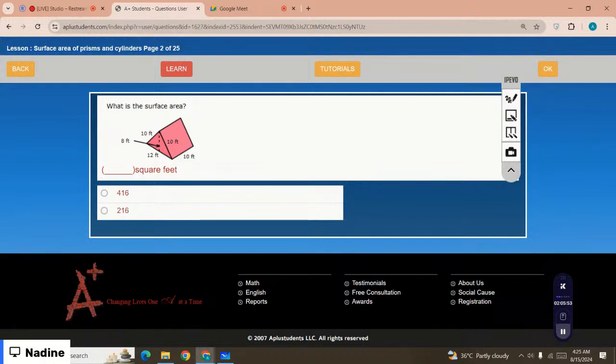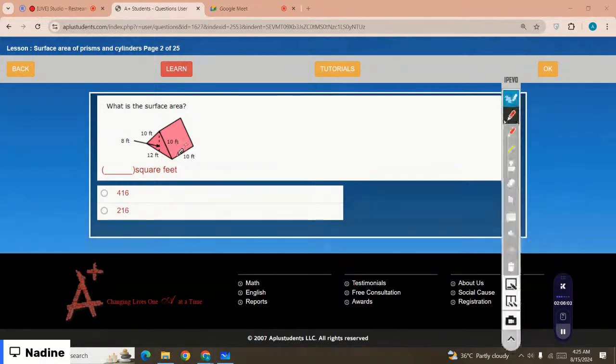What is the surface area? So you have to calculate the surface area of the triangular prism. So again, you have to do the same thing. You need to calculate the area of every face and then you have to add them. So start with this face, right? On the other side, you have the same face.